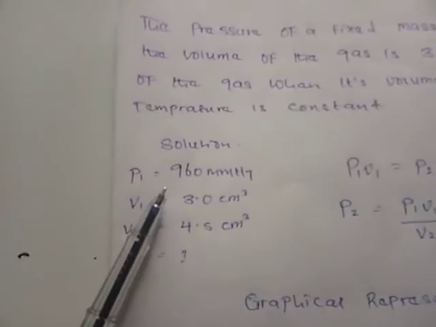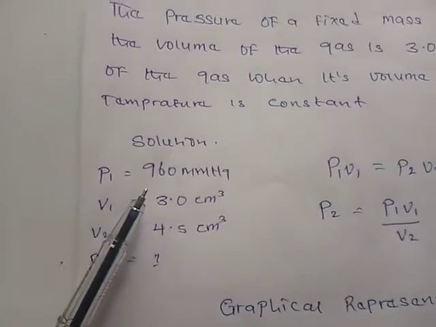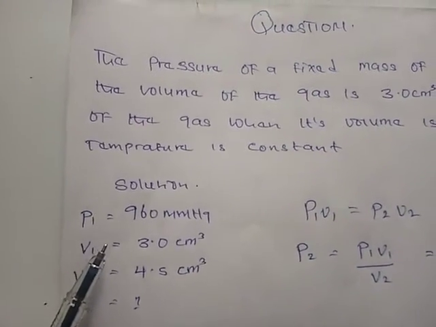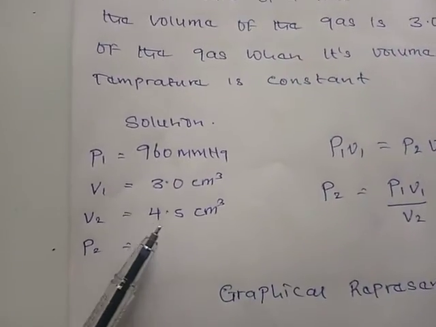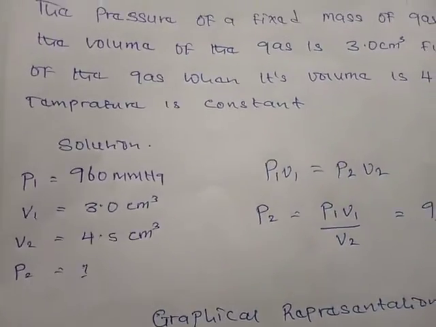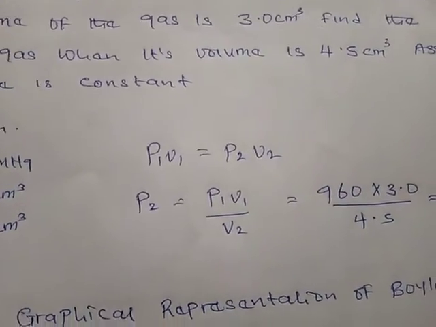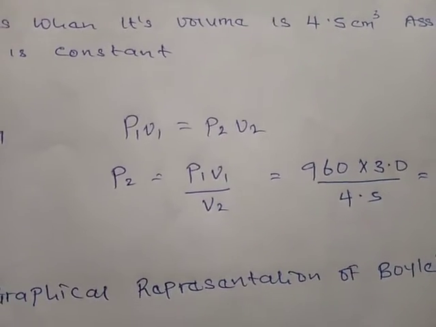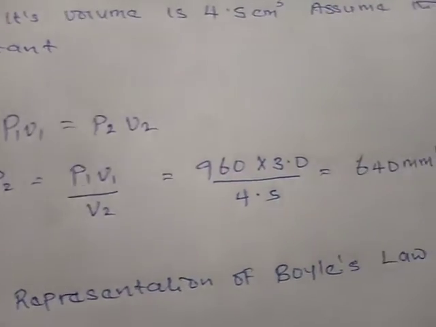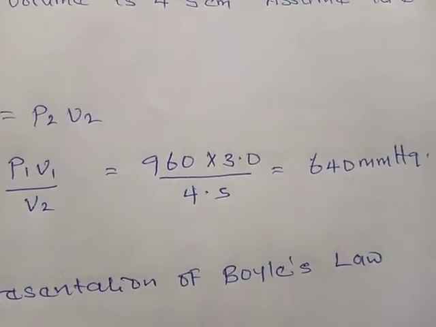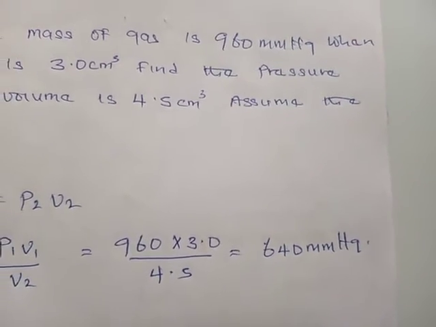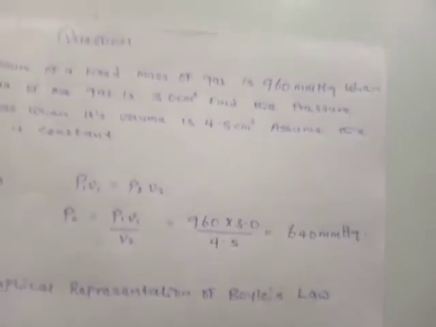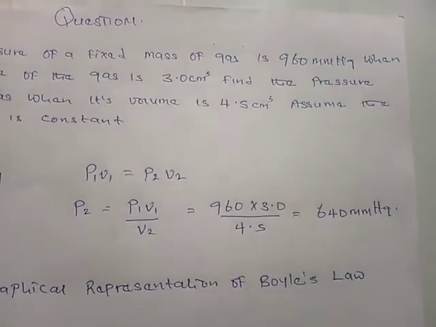So in solution, our P1 is equal to 760 millimeter mercury. Our V1 is equal to 3.0 cm cube. Our V2 is equal to 4.5. Our P2 is what we don't know. So P1 V1 is equal to P2 V2. So P2 is equal to P1 V1 all over V2, which is equal to 760 times 3.0 all over 4.5, equal to 506.7 millimeter mercury. So this is the pressure when the volume is increased.